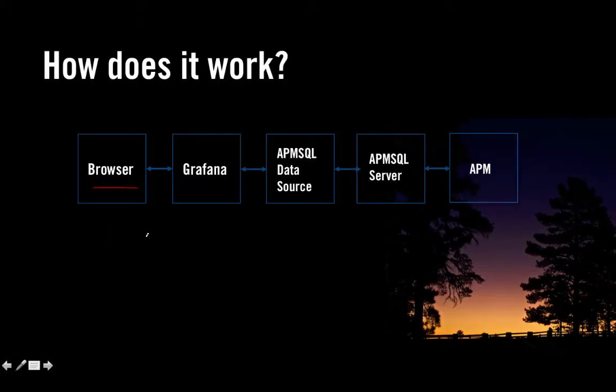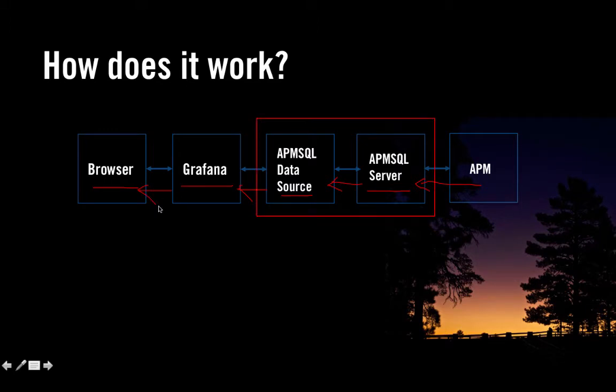First, a browser client built by Grafana talks to the Grafana server, which can be installed on Windows or Linux. The Grafana server then talks to the APM SQL data source. This is where a JSON query from Grafana gets translated into a SQL query for execution against the APM SQL server. That APM SQL server talks to the APM instance, which collects the metric data that was requested and then passes it back to the APM SQL server. The APM SQL server returns a result set to the APM SQL data source, and the APM SQL data source streams that result set back to Grafana and ultimately back to the browser.